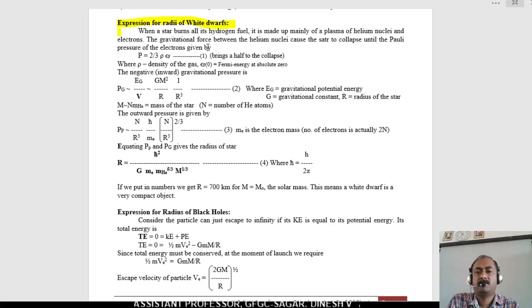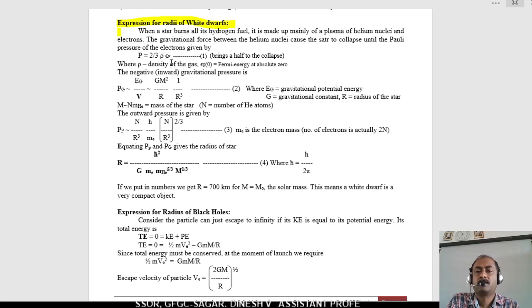The gravitational force between the helium nuclei causes the star to collapse until the Pauli pressure of the electrons is given by the formula P equals 2/3 rho epsilon_F, where rho is the density of the gas inside the core, and epsilon_F is the Fermi energy at absolute zero.